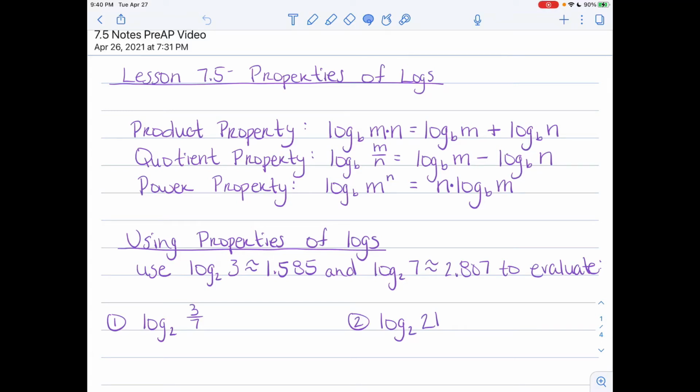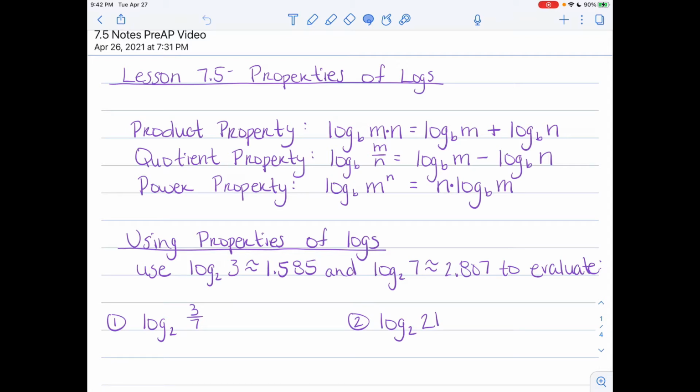Hi everyone, today we're going to be talking about lesson 7.5, properties of logarithms. Right off the bat, I'm going to ask that you pause the video and write these properties down so that you're not scrambling to write as I describe them. So pause the video, write all of this in your notes, and then come back here to hear what I have to say about the different properties.